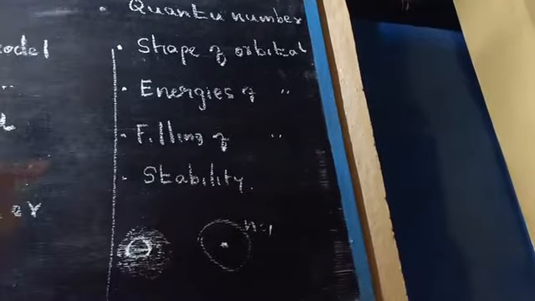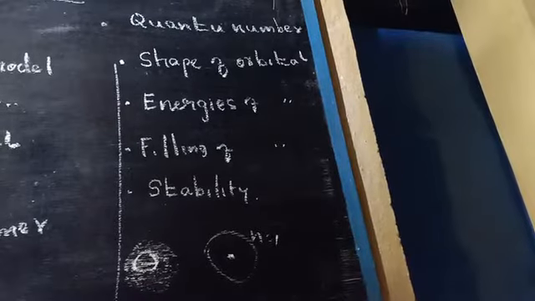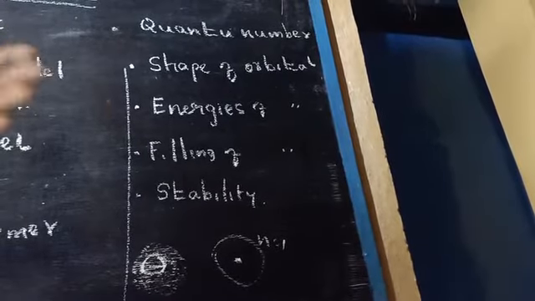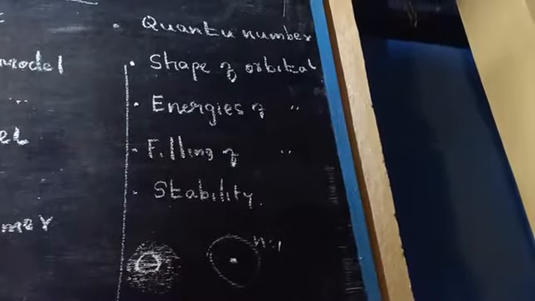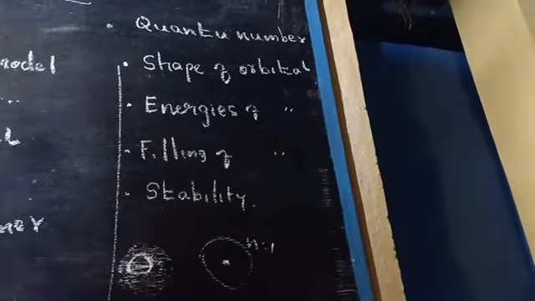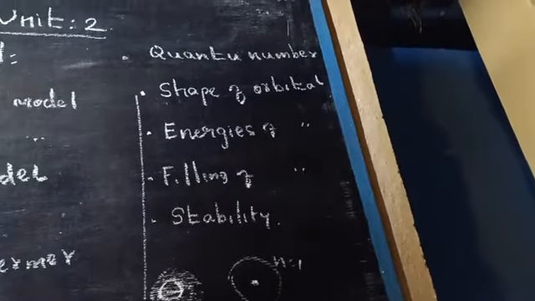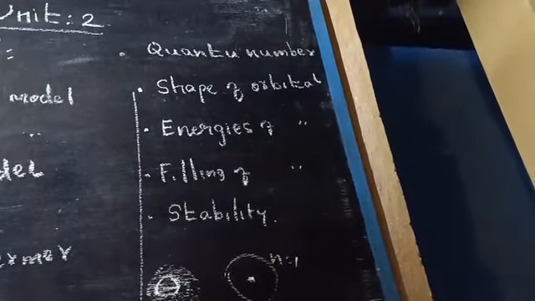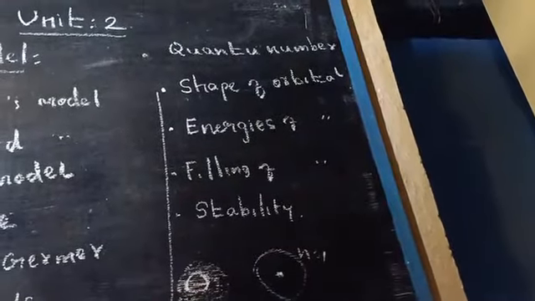Discuss the shape. Next, energy: 1s, 2s, 2p, 3s. Here we talk about the energy levels. Next, filling of orbitals. The filling of orbitals has 3 concepts: the Pauli exclusion principle, the Aufbau principle and Hund's rule, based on which the electronic configuration arises.